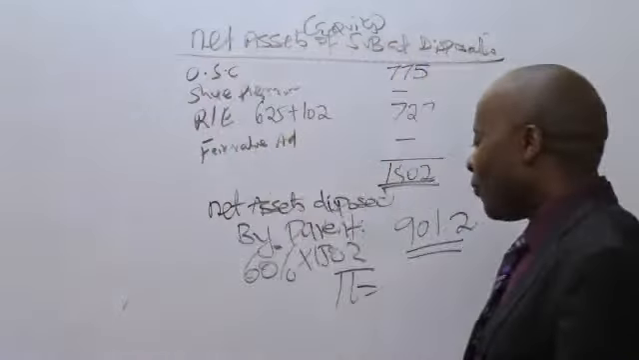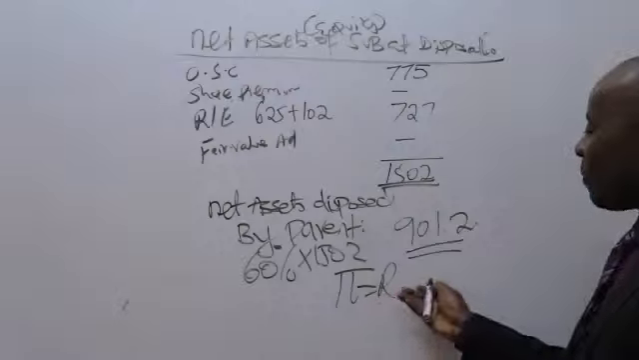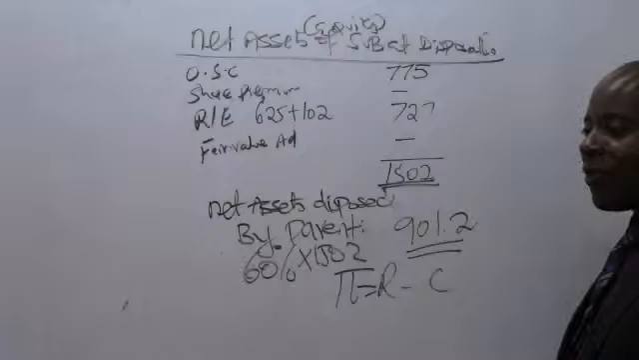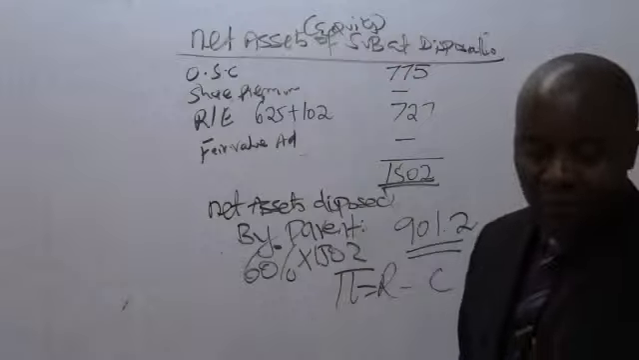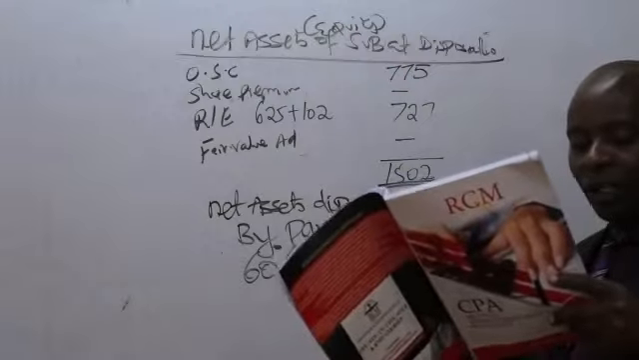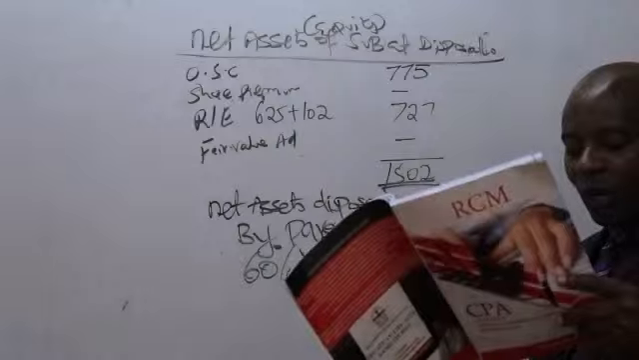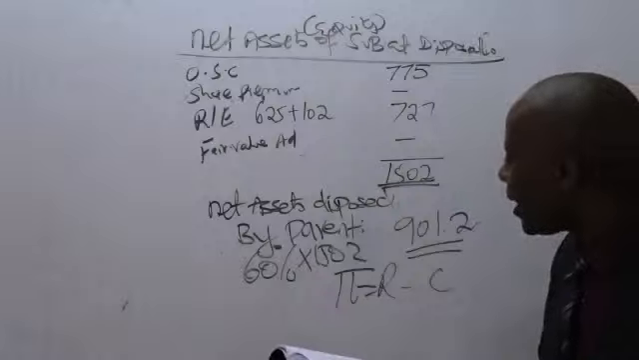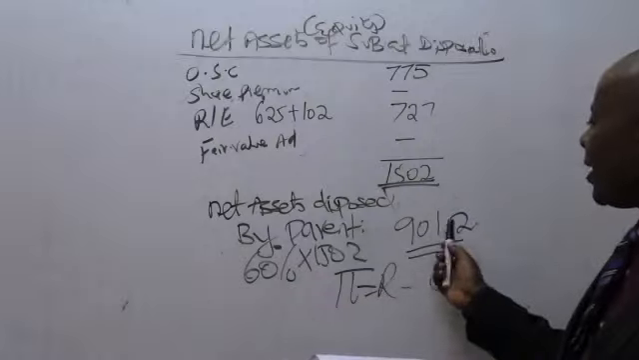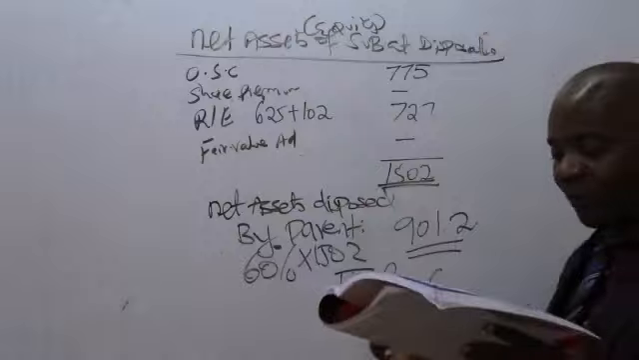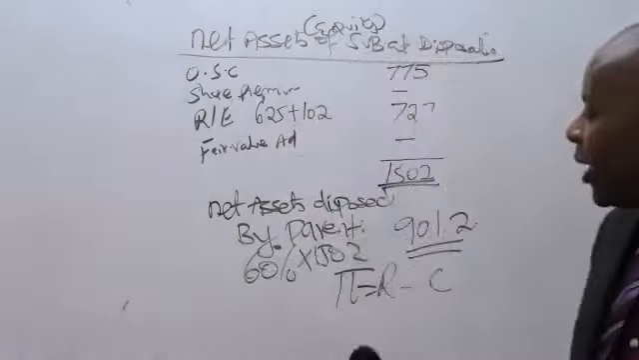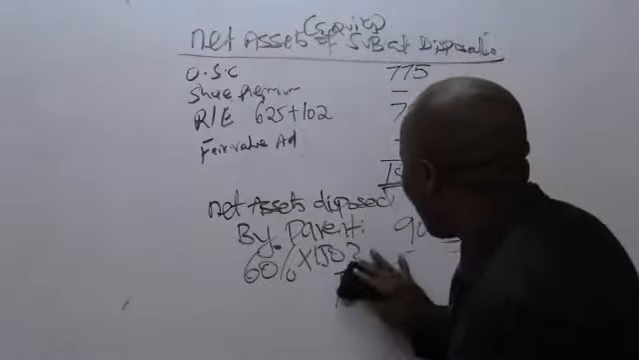Yes. So remember, profit is revenue minus cost. We have here the net assets disposed by the parent, 901.2. Remember, before I go to the profit, which is revenue minus cost, these guys also had an asset which has not been factored in.